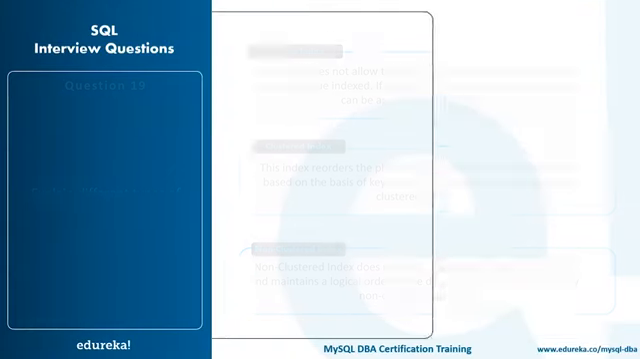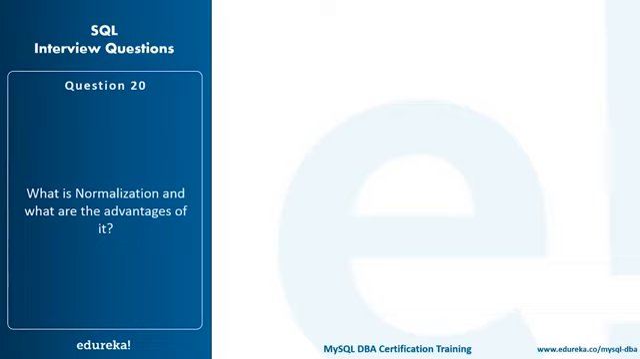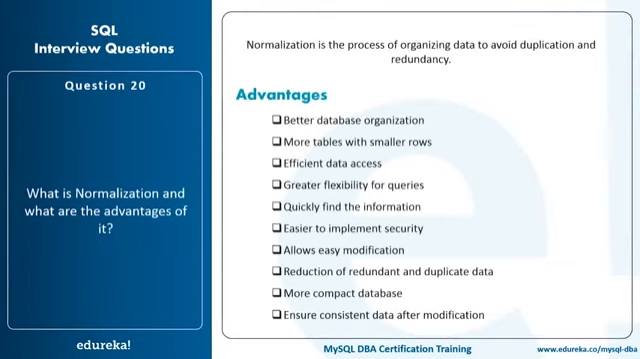Now moving forward to our next question, that is, what is normalization and what are its advantages? Normalization is basically the process of organizing data to avoid duplication and redundancy. It's basically the opposite of denormalization that we just talked about in one of the previous questions. So if you have to define normalization, you can say that it is a process of organizing data to avoid duplication and redundancy. Now the advantages of normalization are, as you can see on the screen.